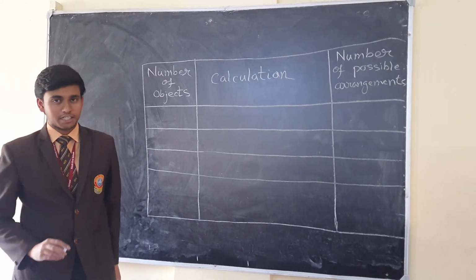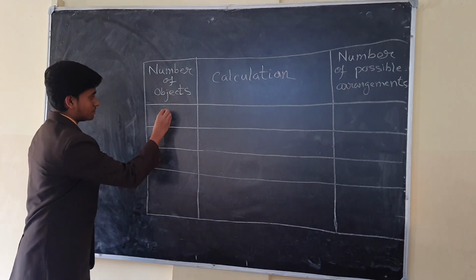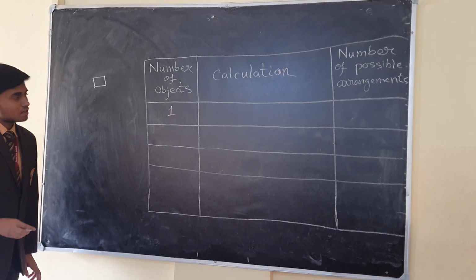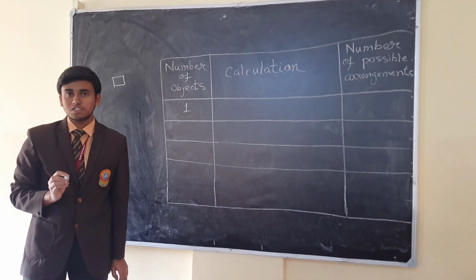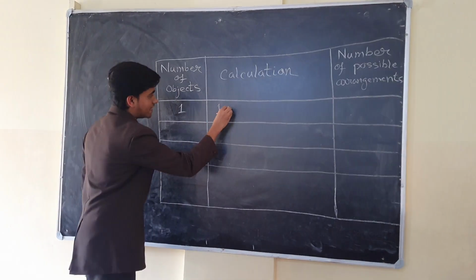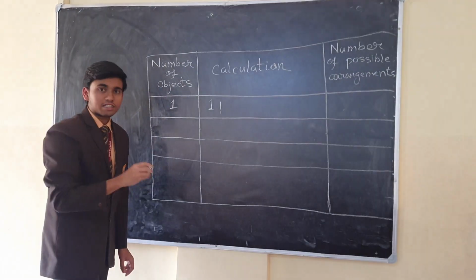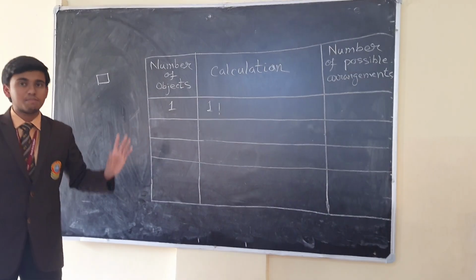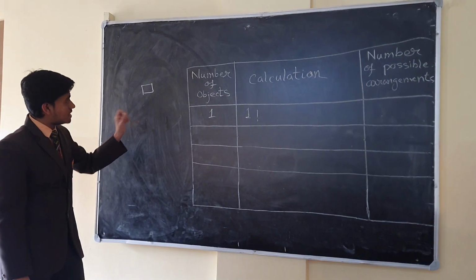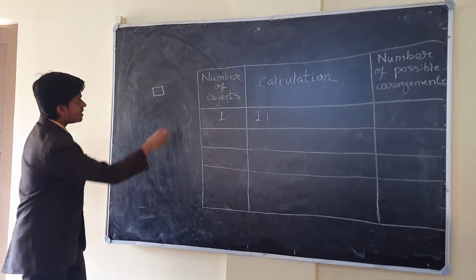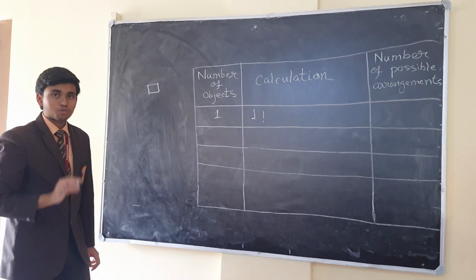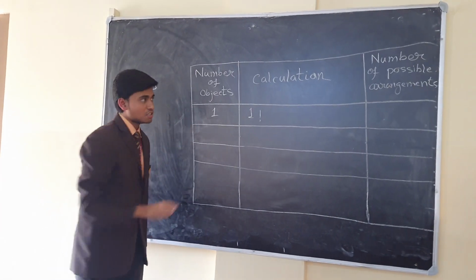Let us see the simplest case. Let us take only one object. Let this square be our object. Factorial of a number denotes in how many ways that many objects can be arranged. If I say 1 factorial, this value will denote in how many ways one object can be arranged. There is only one object. This object can be arranged in only a single way. There are no other objects here. I can arrange this single object in a single way. So the number of ways one object can be arranged is 1.